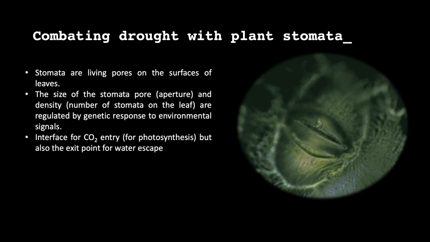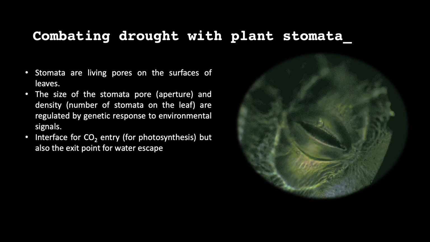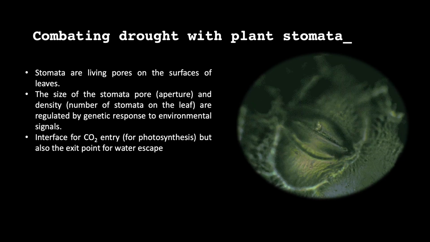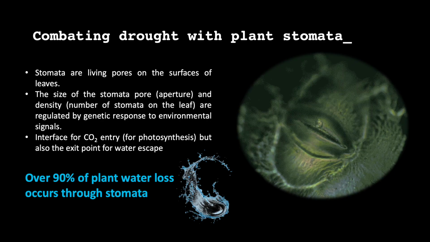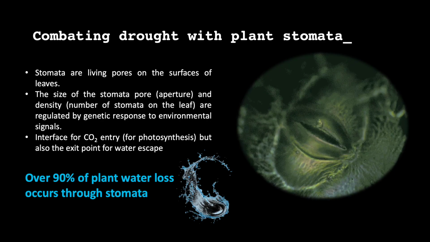Stomata serve as an entry point for carbon dioxide to enter for plant photosynthesis, but are also a point of exit for water to escape. In fact, over 90% of plant water loss occurs through stomata, so they are a major target for the improvement of crop drought tolerance.